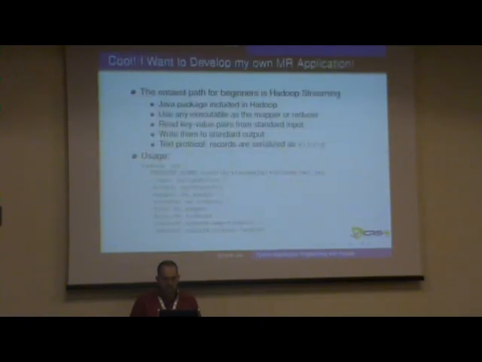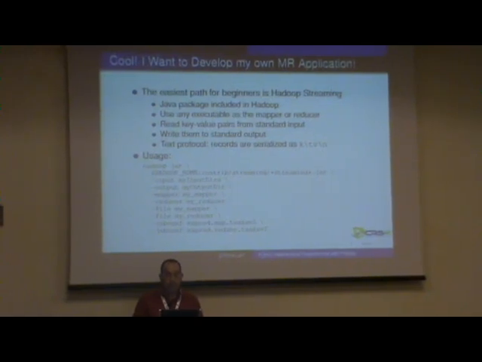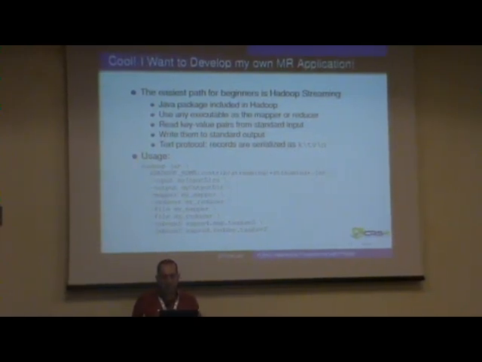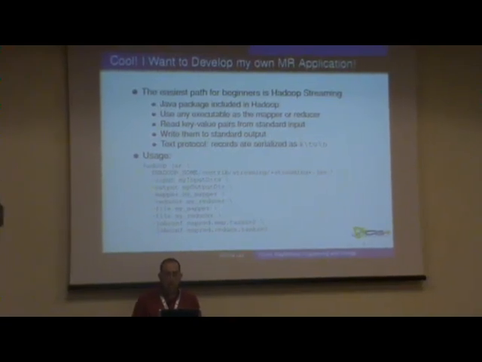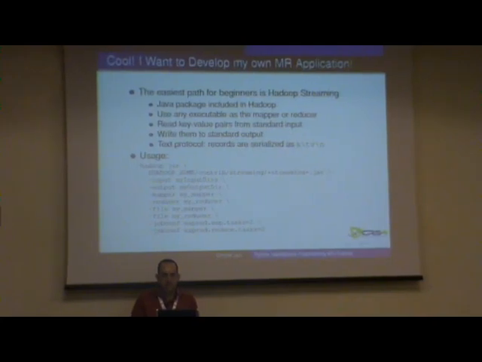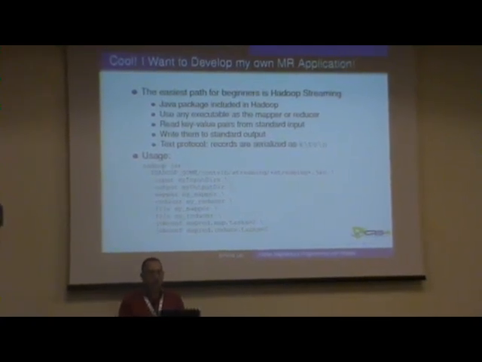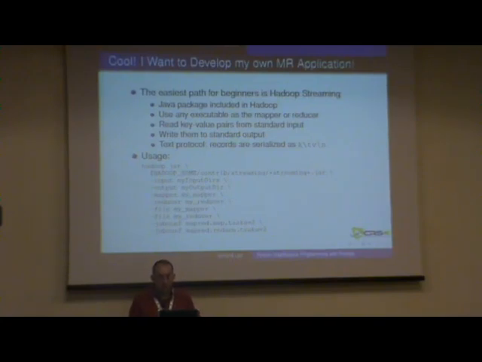Sorry. Okay. So at this point, you might want to write your own MapReduce application. But probably you don't want to write it in Java, because the Java API is huge, and maybe you want to just start writing without having to read a long API documentation. So what most people do at the beginning is use the streaming library, because it's the fastest path to write a MapReduce application. With streaming, you can use any executable as the mapper or the reducer.